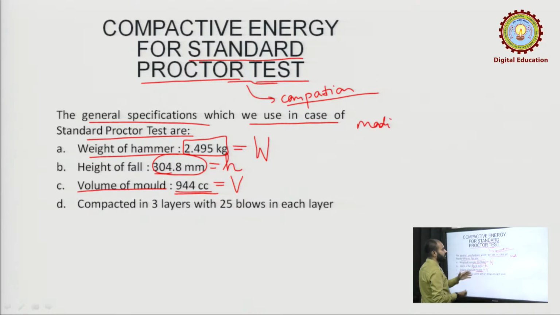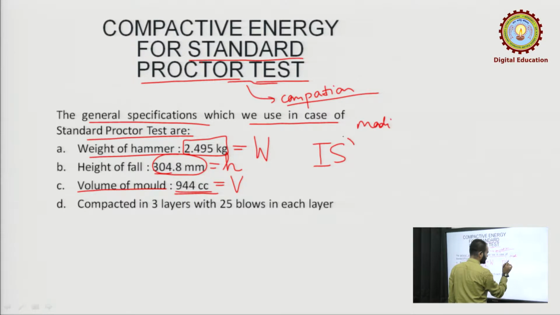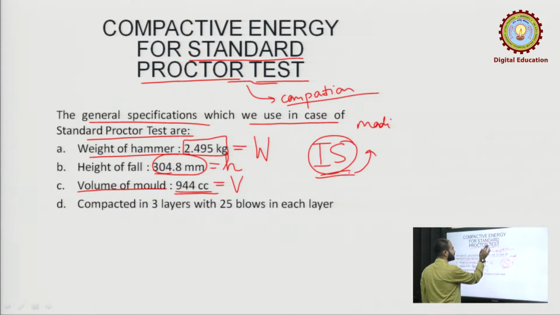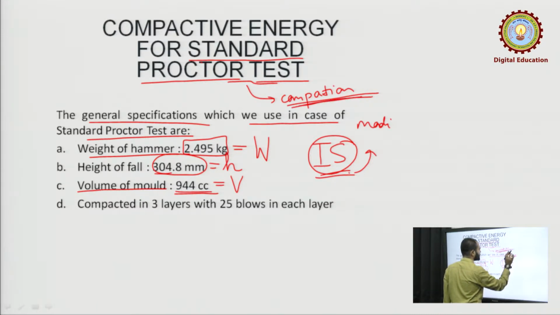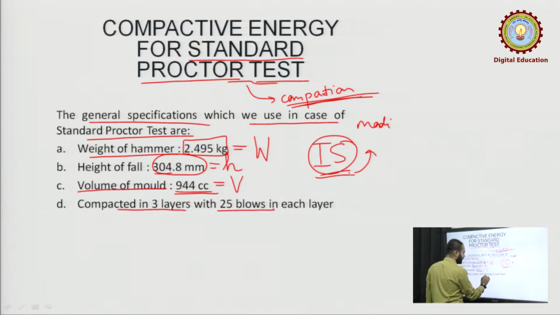After that, the Indian IS code made some modifications to these, and we use nearly the same compactive methods for the laboratory. The compaction is done in 3 layers with 25 blows, as I have already told you. For standard it is 3 layers, and for modified it will be 5 layers. We will be seeing that.